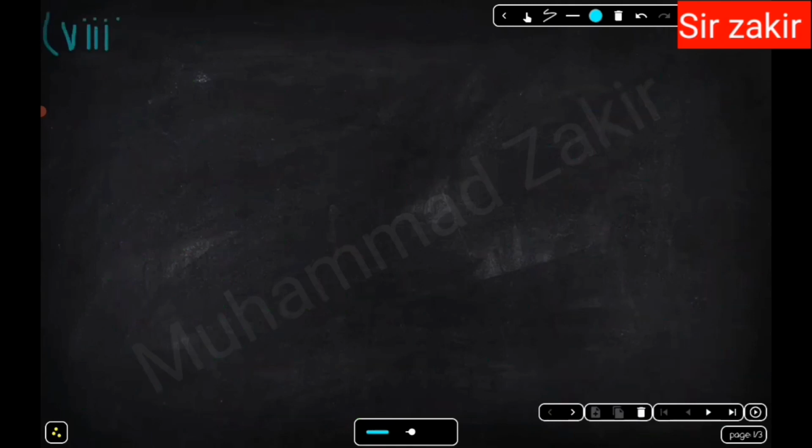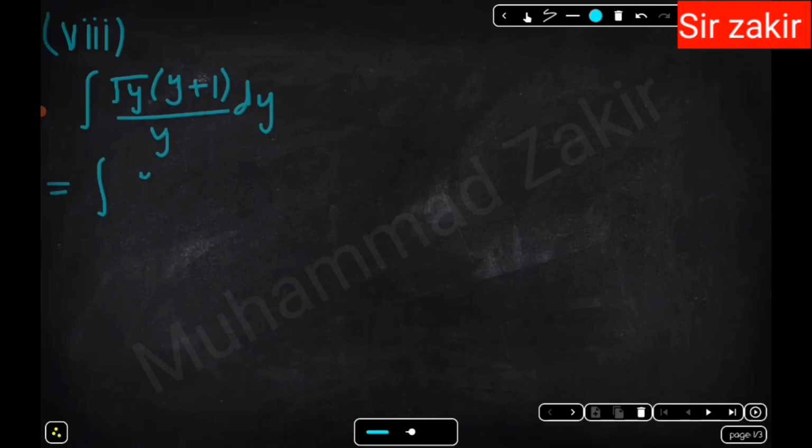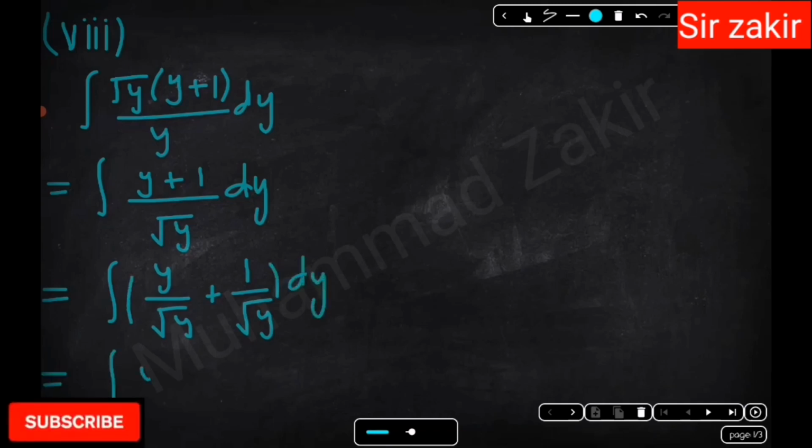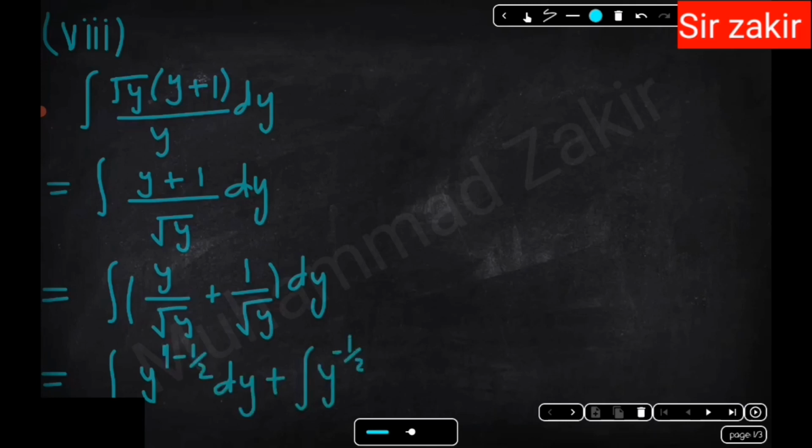Part number 8 is integration of square root y plus 1 by y dy. We have to do this: y plus 1 divided by square root y, and y and square root y get simplified. Then we separate it: y by square root y plus 1 by square root y dy. That is y power 1 minus 1 by 2 dy, that is y power 1 by 2, plus integration y power minus 1 by 2 dy.